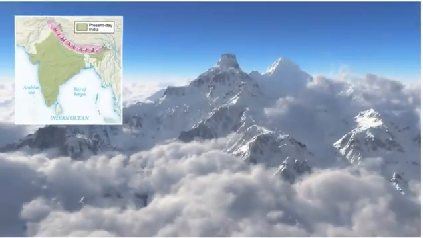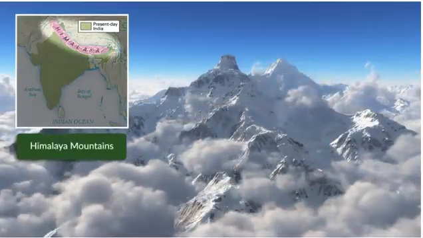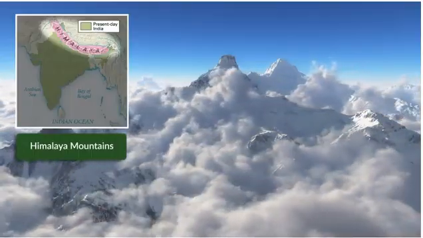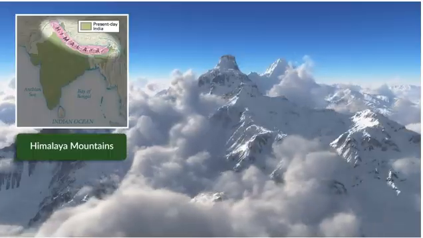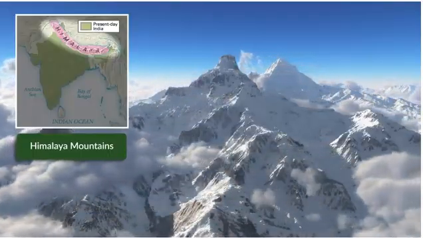The Himalaya Mountains are located along India's northern border. This mountain range is the highest in the world and forms a natural border between the Indian subcontinent and much of Asia. Snowmelt from the Himalayas feeds northern India's major rivers.